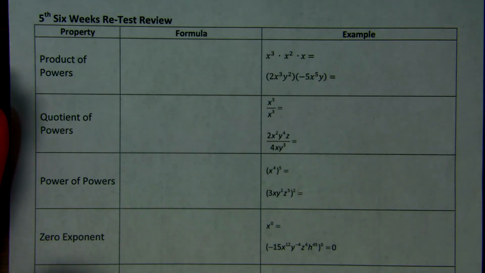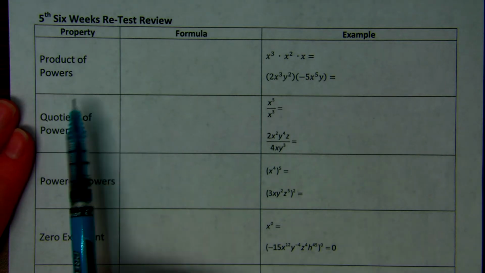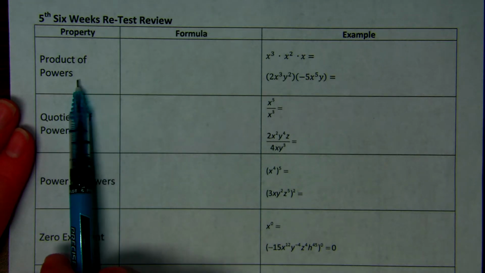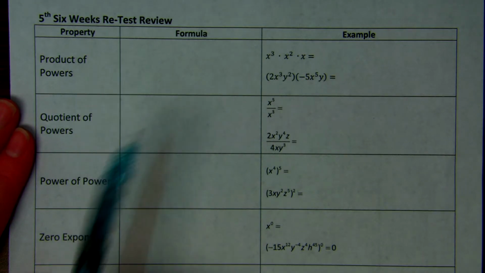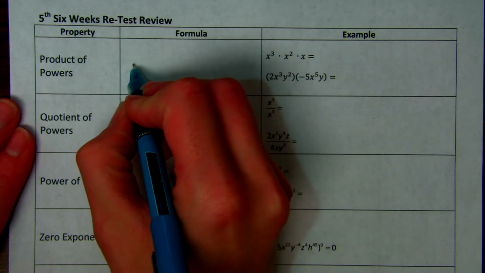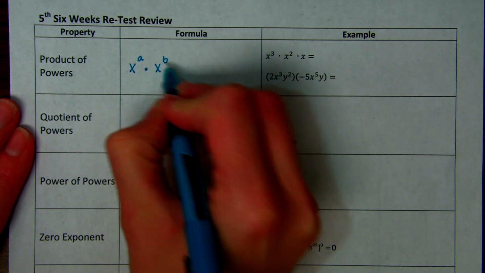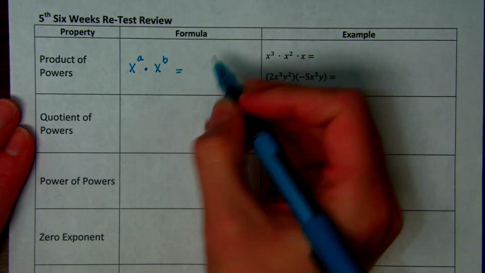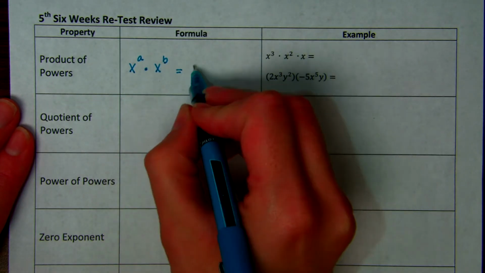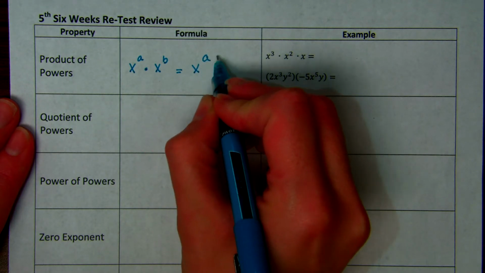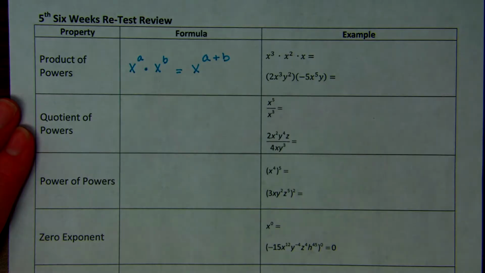All right, this is the review for the 5th 6 weeks retest. We're going to go through the properties of exponents. The first one is the product property of powers, and what that says is if you have a term with an exponent multiplied by another term with an exponent, you add the exponents. So x to the a times x to the b is x to the a plus b.